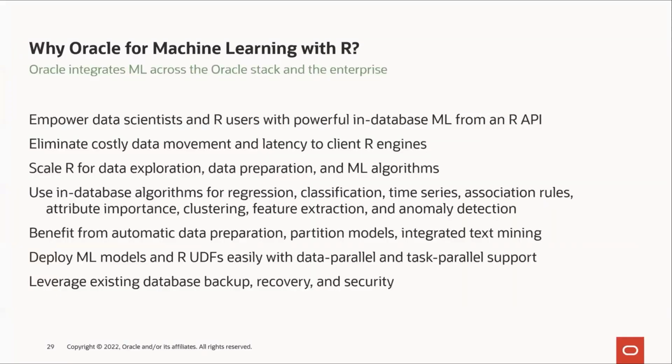Okay, so to summarize, why should you use Oracle for machine learning with R? Well, I'll highlight a few reasons. OML for R empowers data scientists and R users with powerful in-database machine learning from an R API, which gives you enhanced performance and scalability. And by running within Oracle database, users can perform scalable data exploration, data preparation, and machine learning, taking advantage of parallelism and even scoring optimizations at the Oracle Exadata storage tier, while using familiar R syntax and semantics.